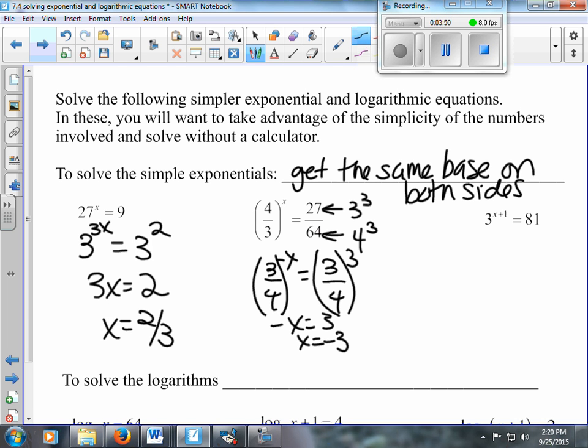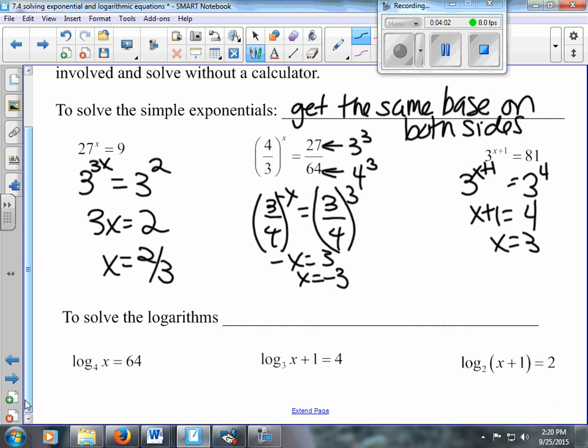And then finally, this last example, 81 is 3 to the 4th power. And so this means that x plus 1 is 4, and so x equals 3. All right, so those are some of our simpler exponential functions. With logarithms, some simple logarithms, you want to isolate the log and then convert to exponential.